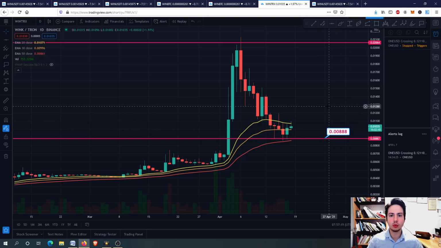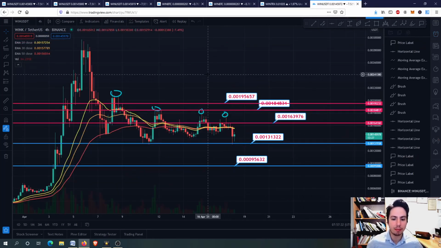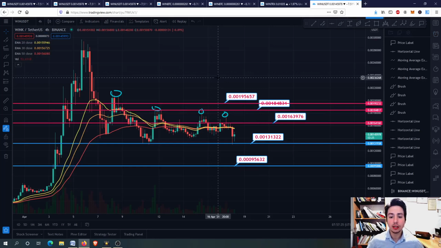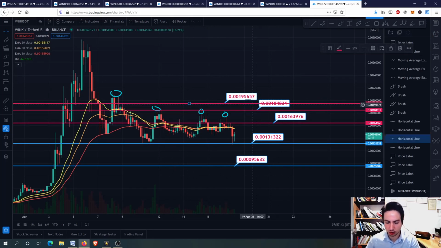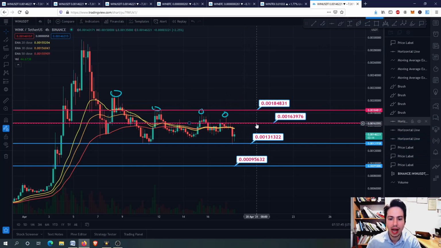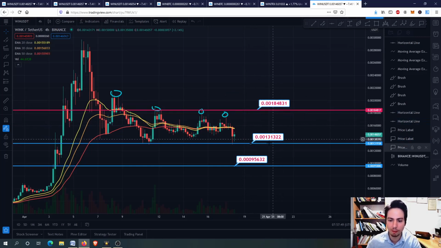Sometimes we need to see other altcoins against other altcoins to have a clearer perspective of how the coin will go. And we go now to the price action and the price analysis for Wink against USDT. As you can see here, I got some prices and I will delete the ones I think are not so important right now. I will keep the ones that are more important to me.